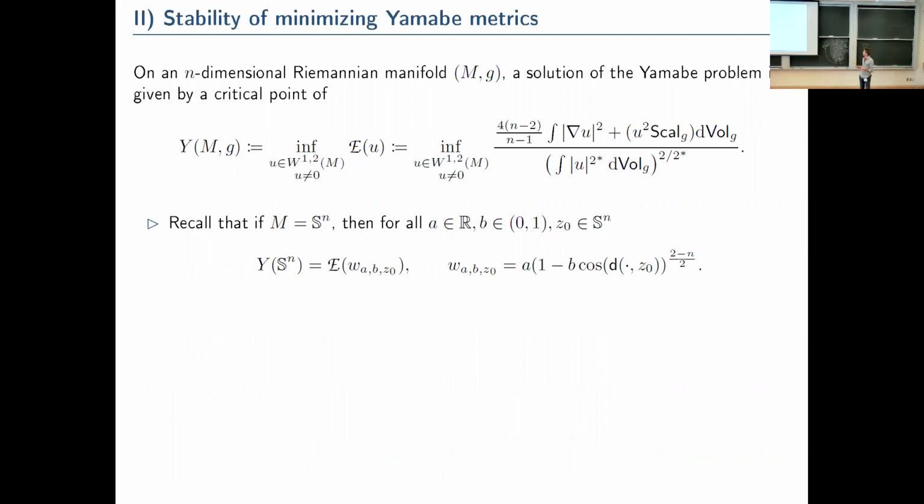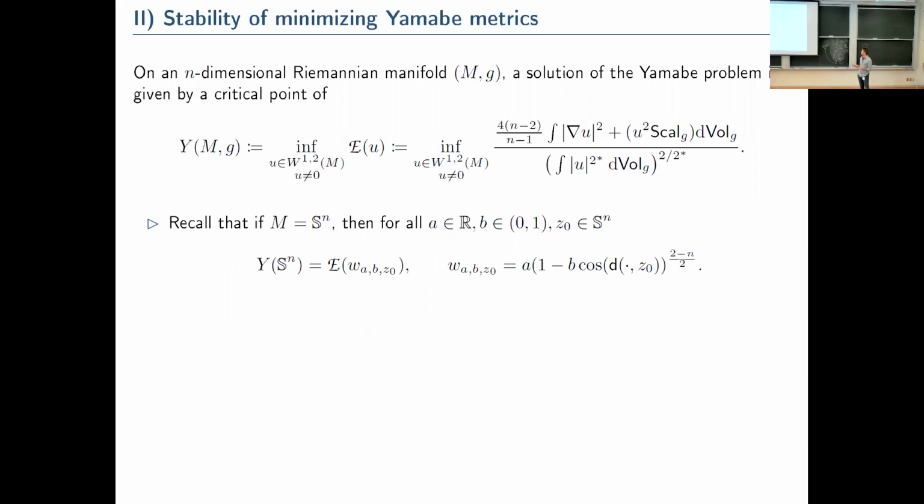So let me start first from the beginning. You can take a solution of the Yamabe problem. It's given by a critical point of this Yamabe functional. So you minimize the very same functional as before, just that here you have the scalar curvature, and I call this the Yamabe constant.